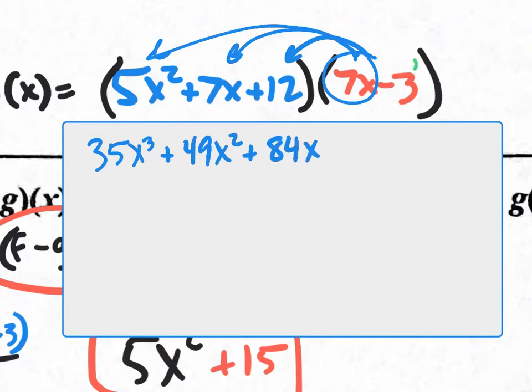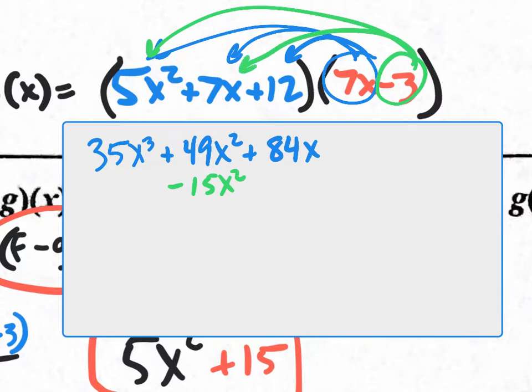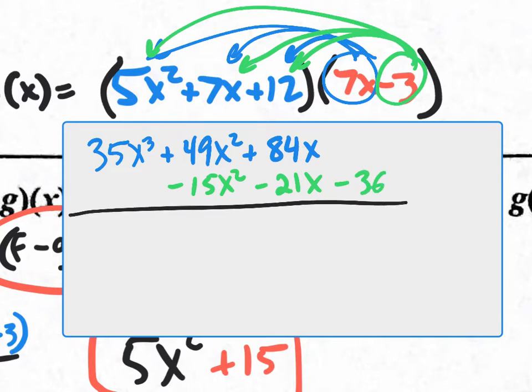And then we're going to distribute the minus 3. Minus 3 times that 5x squared, that's negative 15x squared. Then we have negative 3 times 7x, that's negative 21x. And negative 3 times positive 12, that's negative 36. Let's now combine the like terms. This is why I lined them up already, so I could combine this x squared with that x squared. Well, before anything, the first part of your answer is 35x to the third. And then we have plus 34x squared.